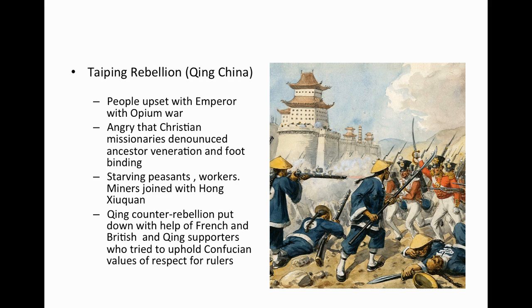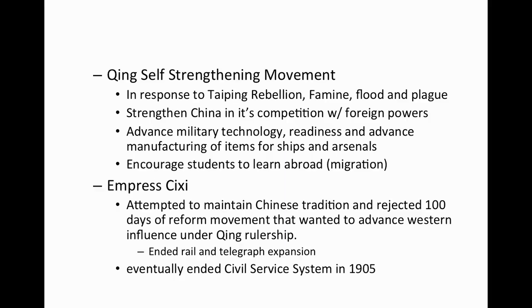But it was put down by Qing supporters, who believed it was up to them to uphold Confucian values of respect for rulers. And also they had the help of the French and British, who wanted to maintain those open ports, obviously, right? So the Taipings were trying to go back to more, again, traditional ways, right? Frustrated with the changes that were occurring during the Qing dynasty.